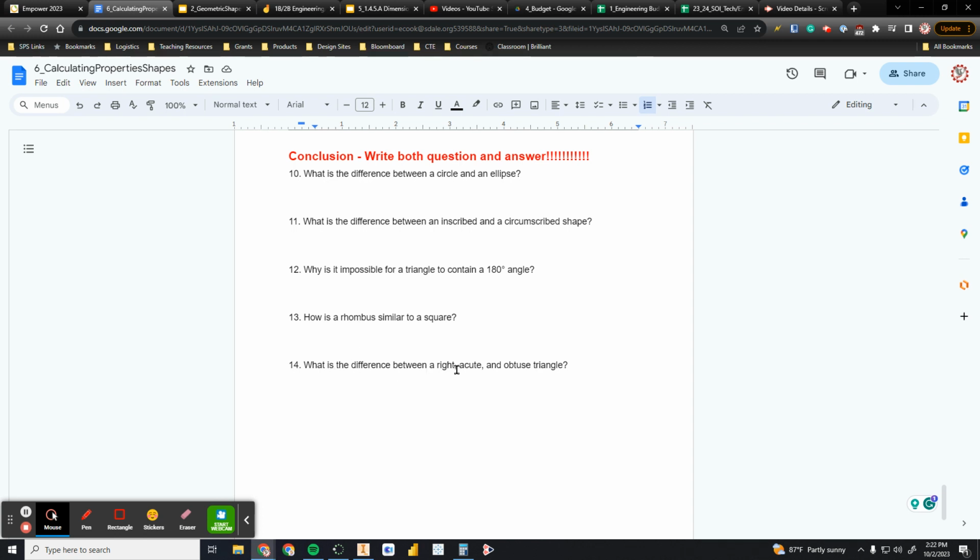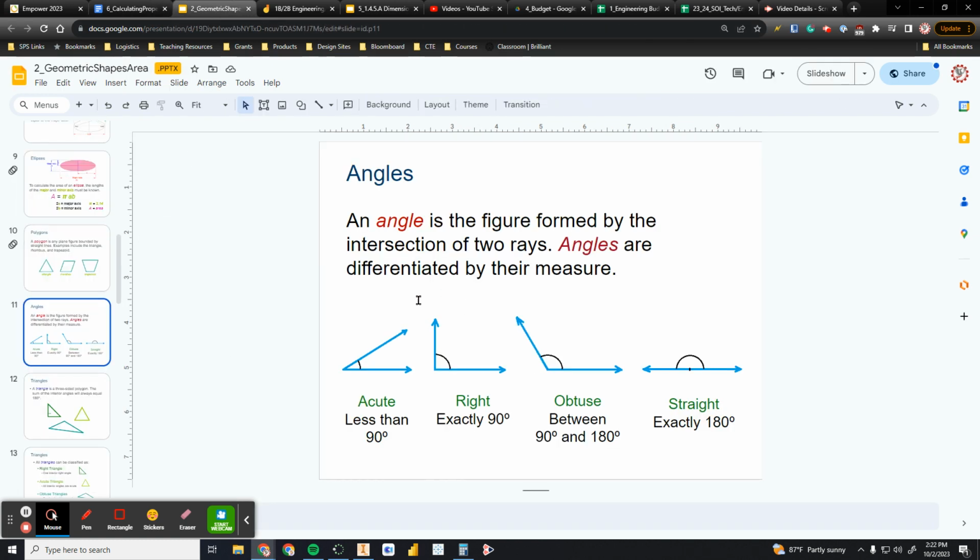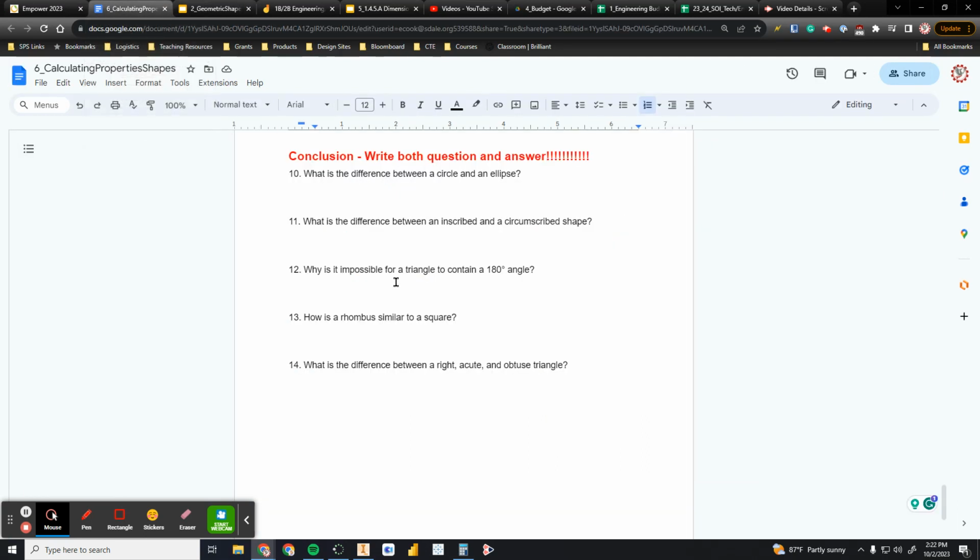And then what is the difference between a right angle, acute, and obtuse triangle? And so that's right here. So acute is less than 90 degrees. A right angle is exactly 90 degrees. And then obtuse is between 90 and 180 degrees. Okay. And that should finish up the assignment.